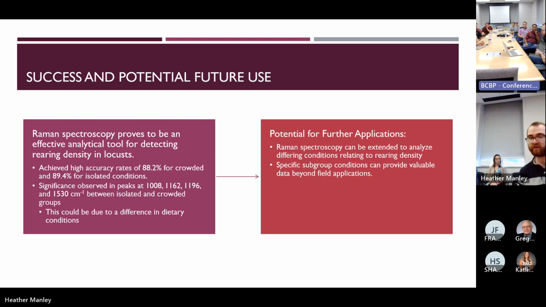And then there's potential for further applications. It can be extended to analyze different conditions depending on rearing density, such as looking at different types of species. There is a sister species of Central America, which is closer to here, that is very applicable from this data of the desert locust. And we could look at that species and see how these conditions relate to them, and also specific subgroup conditions. So looking at information within the grasshopper and how it's connected to the phase transitions can be analyzed further now that we know that Raman is applicable.